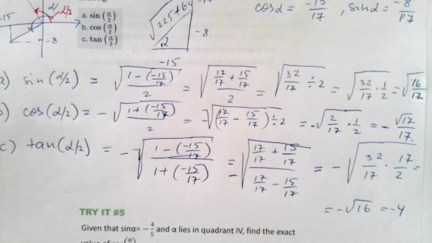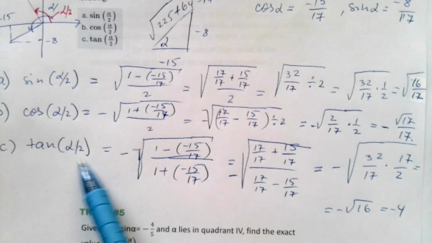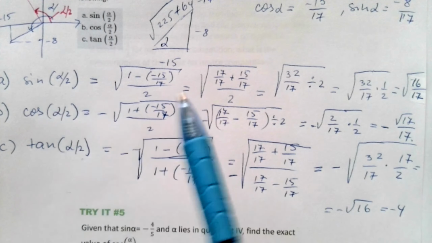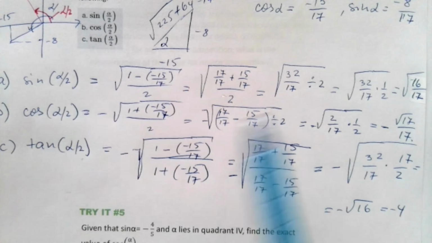So this is the flow of everything. And in the end, we're going to end up with a -4. We could also, for the tangent of alpha over 2, take the value of the sine and divide it by the value of the cosine. So that also would be acceptable.